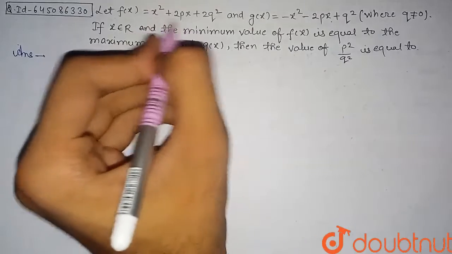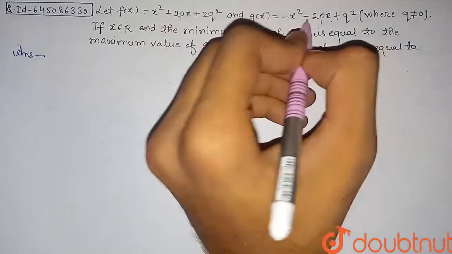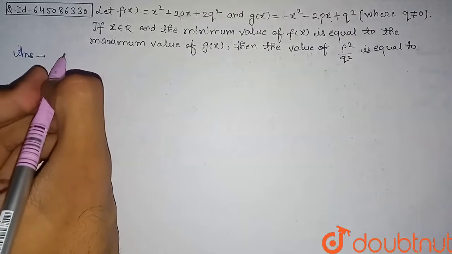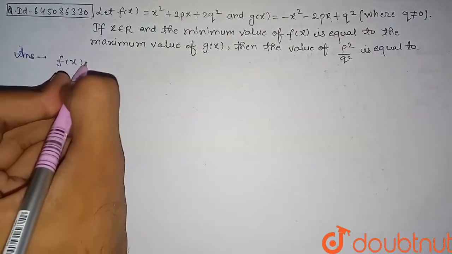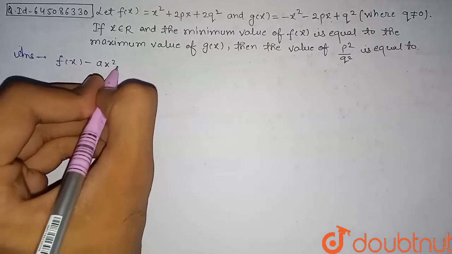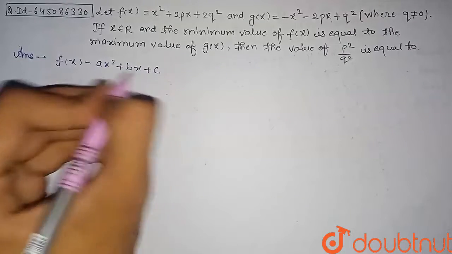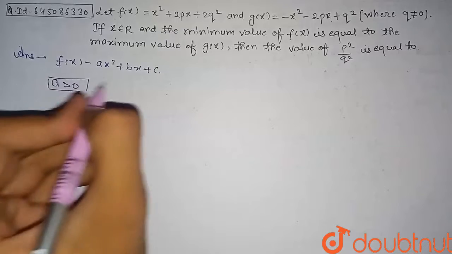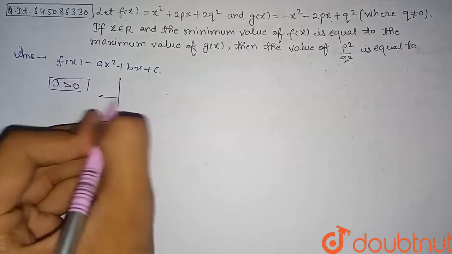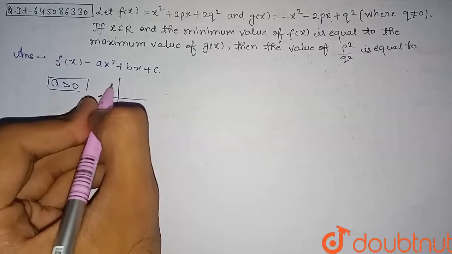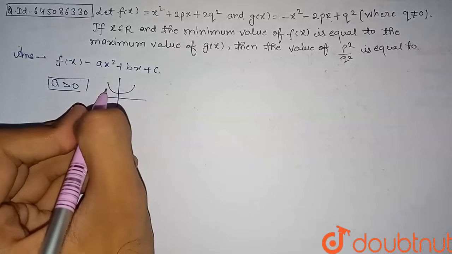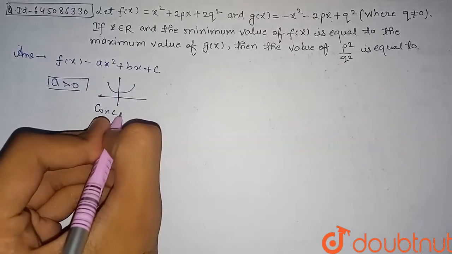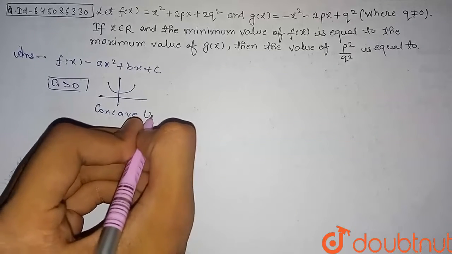So here there are two quadratic expressions, this is the first and this is the second. First we will understand the maximum and minimum value of quadratic equations. Let f(x) be given by ax square plus bx plus c. If a is greater than 0, then the graph of this expression will be like this, that is, it opens upwards. This will be concave up.